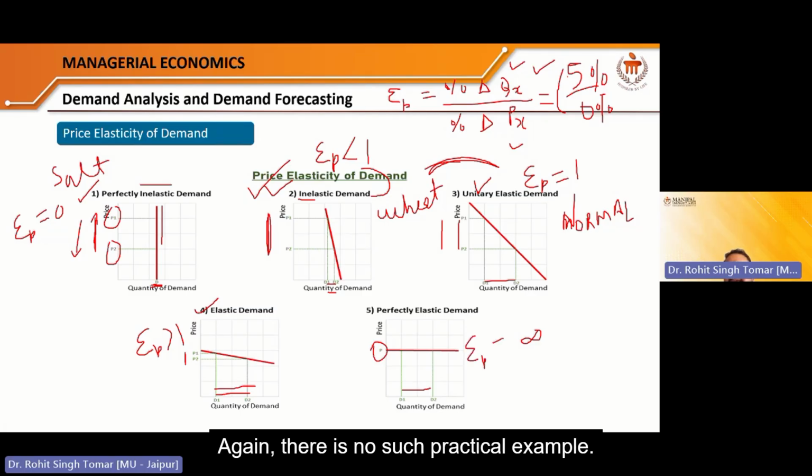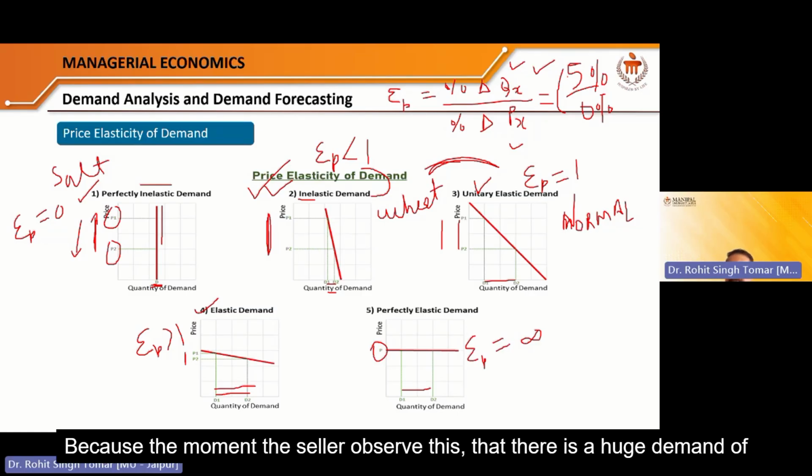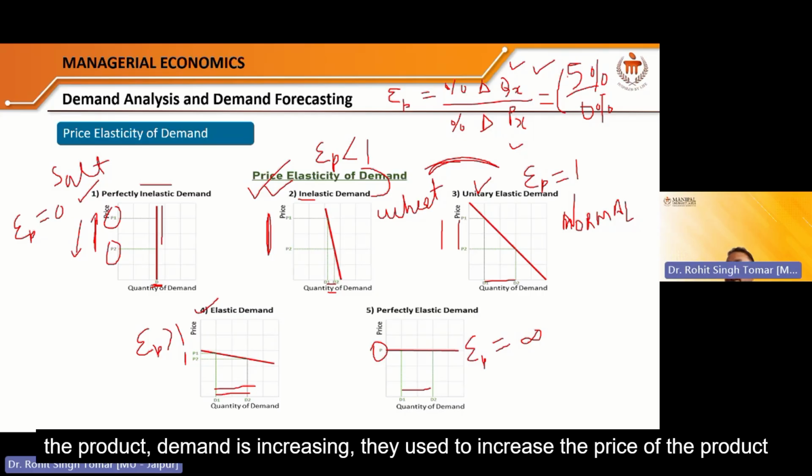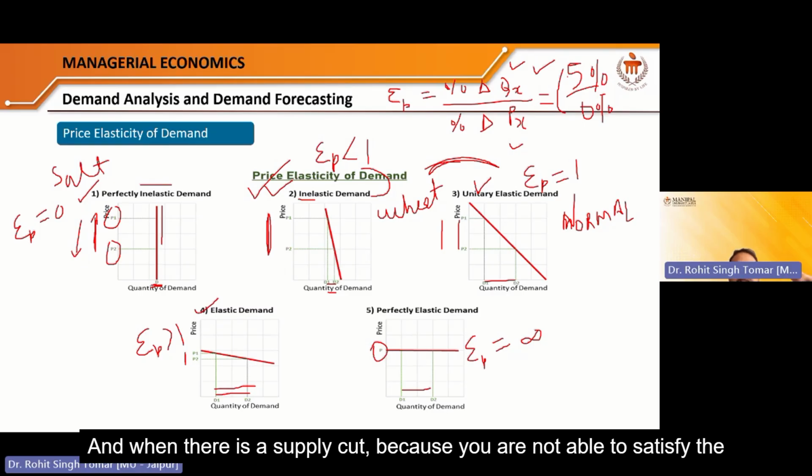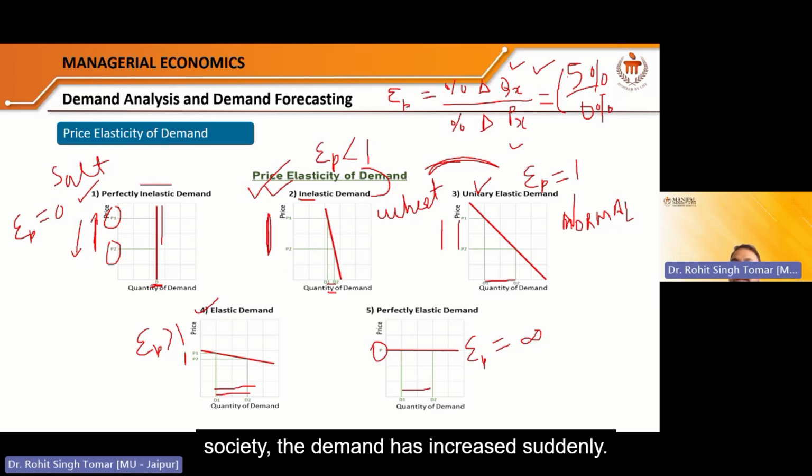Again, there is no such practical example, because the moment the seller observes that there is a huge demand and demand is increasing, they increase the price of the product to moderate the demand, or it happens automatically because there is limited supply. When there is a supply cut and you are not able to satisfy the society, the demand has increased suddenly. So obviously, those who can pay more will get it, and those who can pay less will not get it.